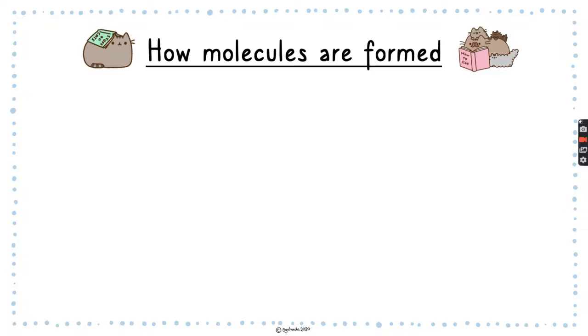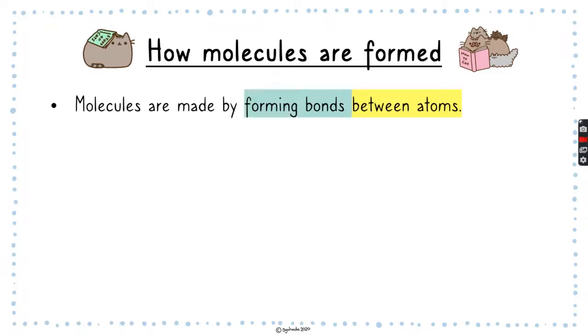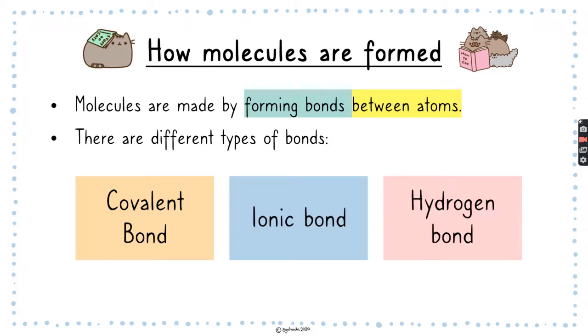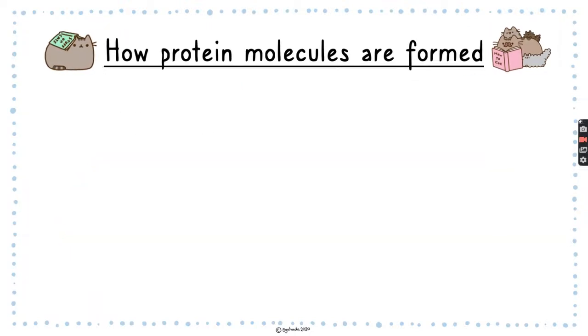So firstly, let's talk about how molecules are formed. Molecules are formed when bonds are formed between the atoms. There are different types of bonds. You have covalent bond, ionic bond, and hydrogen bond. These 3 bonds are the important bonds in biology. So today we're mainly going to focus on covalent bonding.